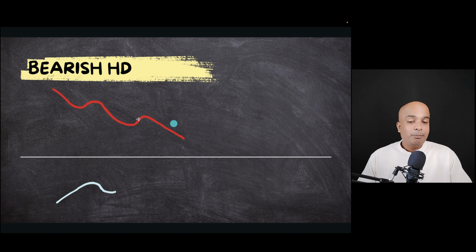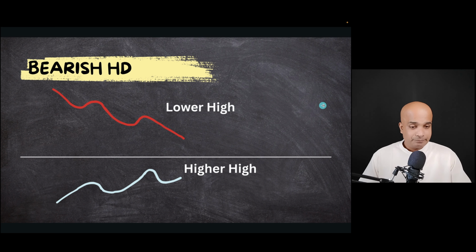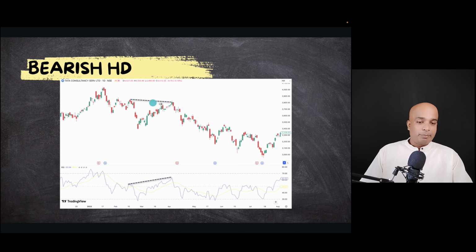See, price makes lower low, lower high, whereas RSI makes higher low, higher high. This is bearish hidden divergence. Okay, it comes like this: price made a lower high, RSI made a higher high. This is a bearish hidden divergence actually.